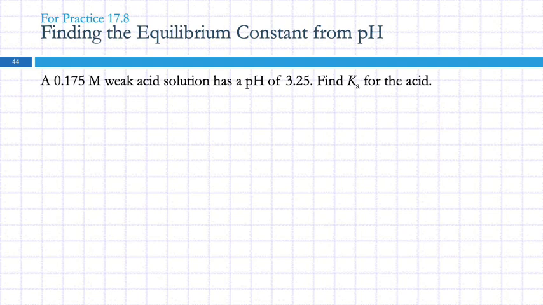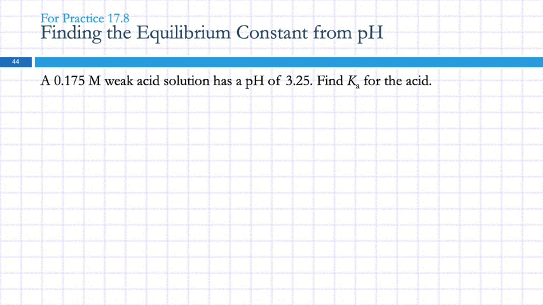Okay, so this is a similar problem, but kind of backwards. We've got a 0.175 molar weak acid solution. The pH is 3.25. Find Ka for the acid. They don't tell us what the acid is, so we can't look it up. So in chapter 16, we learned how to use initial concentrations and one equilibrium concentration to determine the equilibrium constant. So that's what we're going to do here.